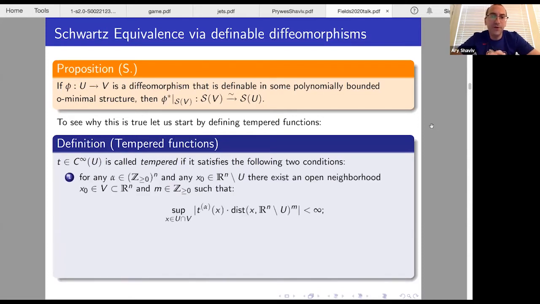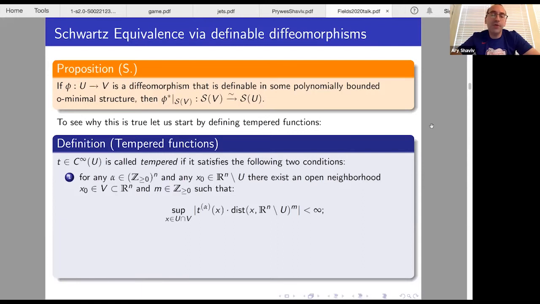First, if we take any alpha, a multi-index, which is, again, any partial derivative of our function t, and if we take any point outside our set U, then we can find a neighborhood of this point and some maybe very big integer m, such that if we look at the alpha derivative of t and multiply it by the distance function to the boundary to the power m, then around this point, in this neighborhood, this quantity should be bounded.